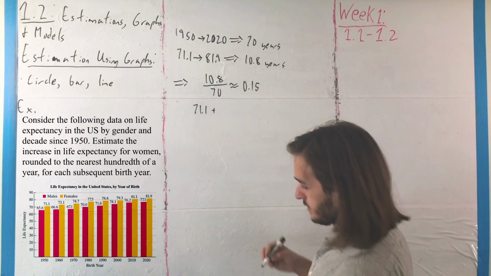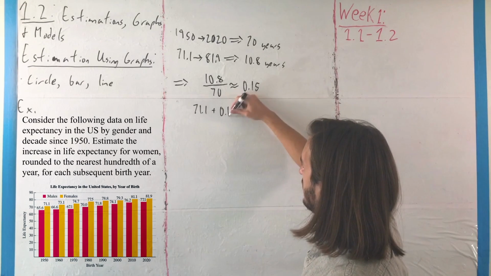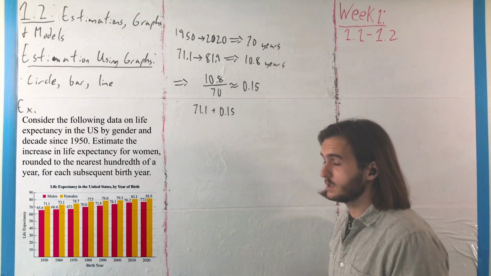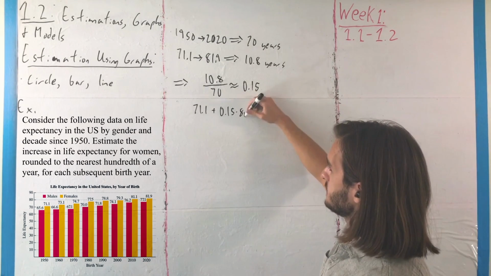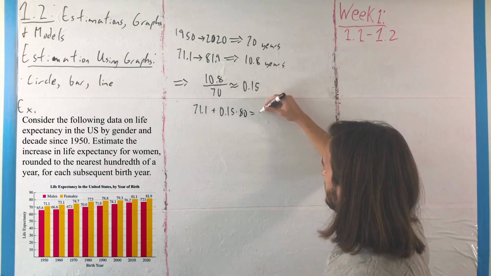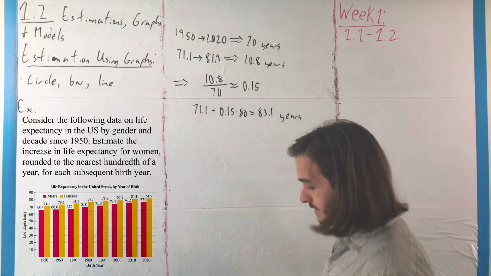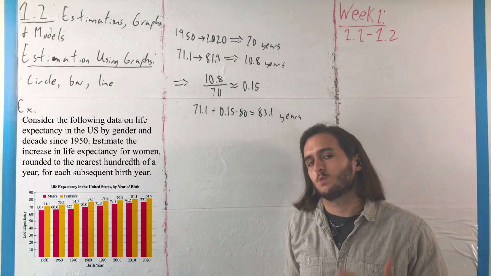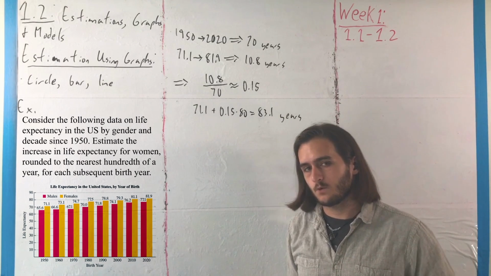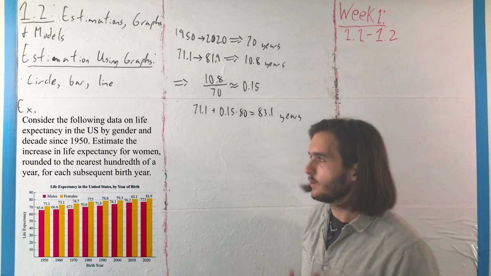So I would take the expected change of 0.15 per year and multiply it by the number of years, which in this case would be 80, for a total of 83.1 years. That is to say, we would expect that in the year 2030, the life expectancy for women should be 83.1 years old.